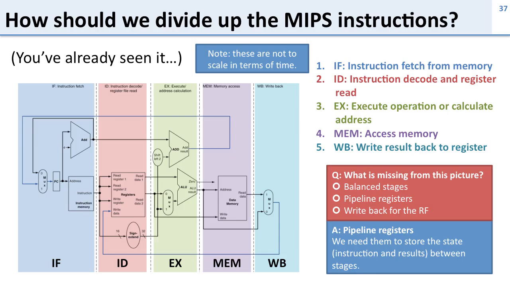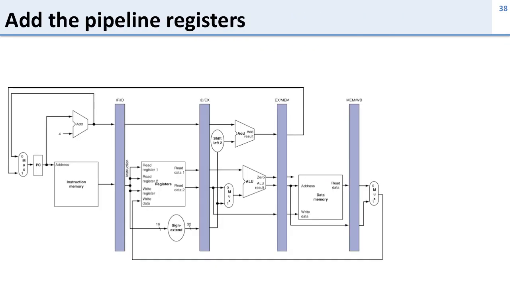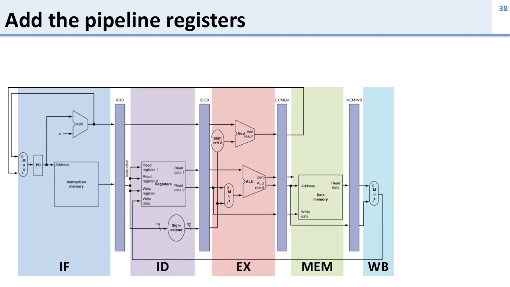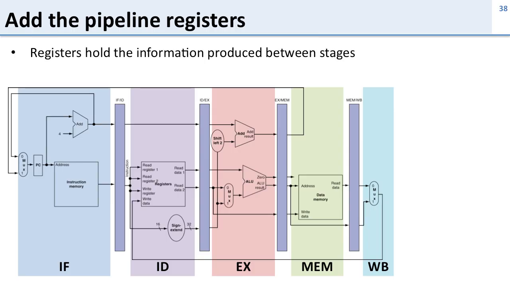Well, we're missing the pipeline registers. We need to store the state between these stages somewhere. So we need to store which instruction each stage is doing and what are the results of it. So here we have our picture with the pipeline registers. It's got the same instruction fetch, instruction decode, execute, memory, and write back stages. Now the registers between them are going to hold the information produced between the stages, and then they're going to move it to the next stage on the clock.